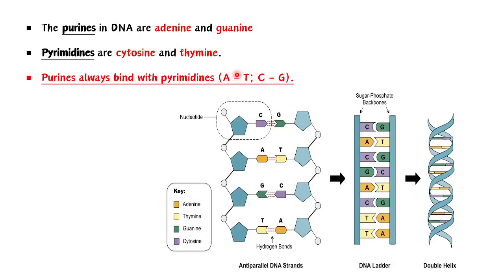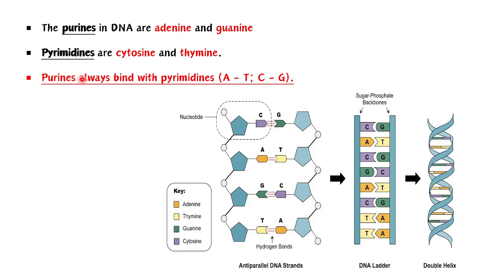So from here, we can conclude that purine nitrogenous bases always bind with pyrimidines. Purines cannot bind with purines because they cannot attain complementarity, like adenine with guanine, or cytosine with thymine. So, that's a big no for DNA base pairing. It is always that a purine binds with a pyrimidine, or a pyrimidine binds to a purine nitrogenous base.